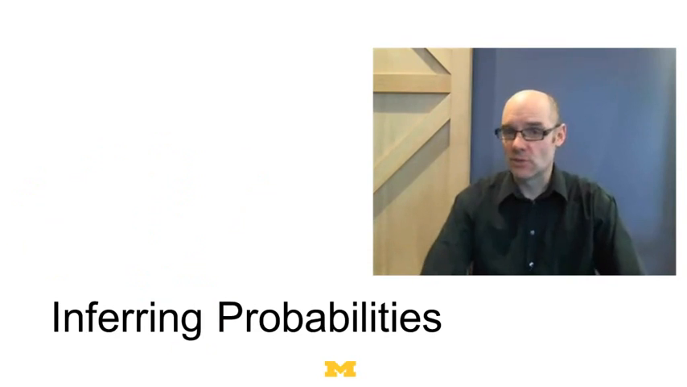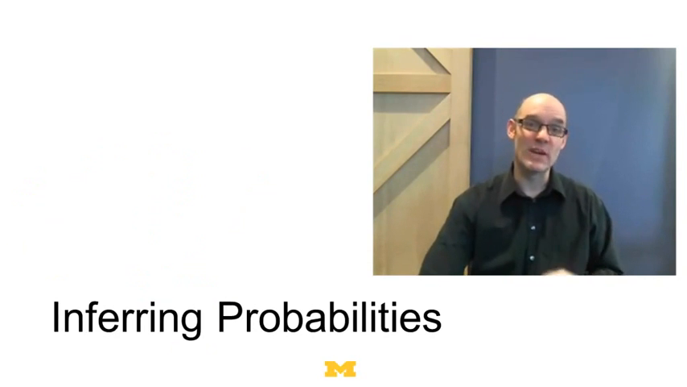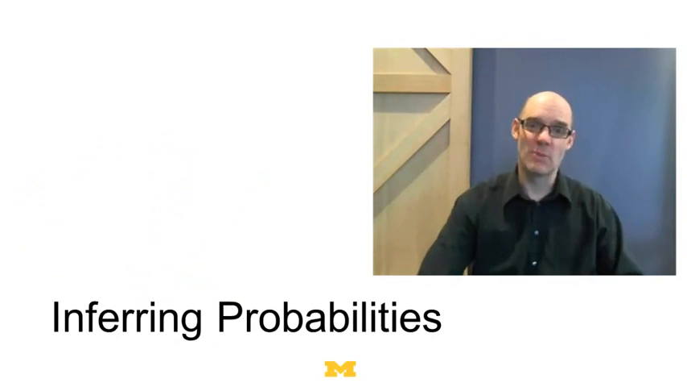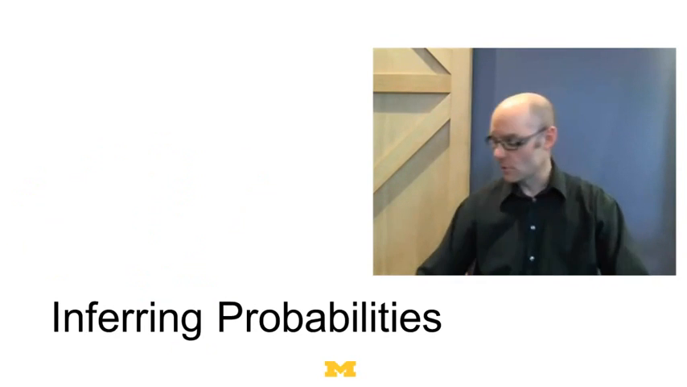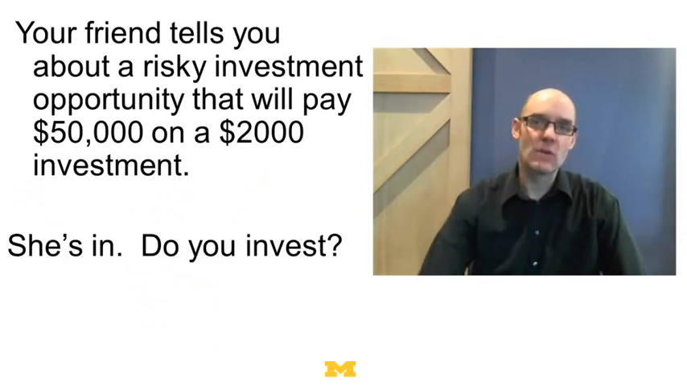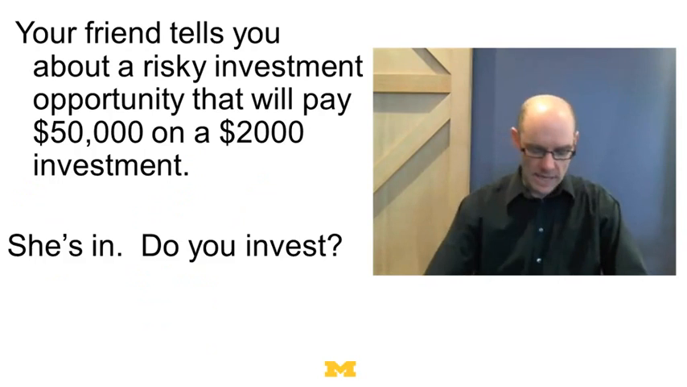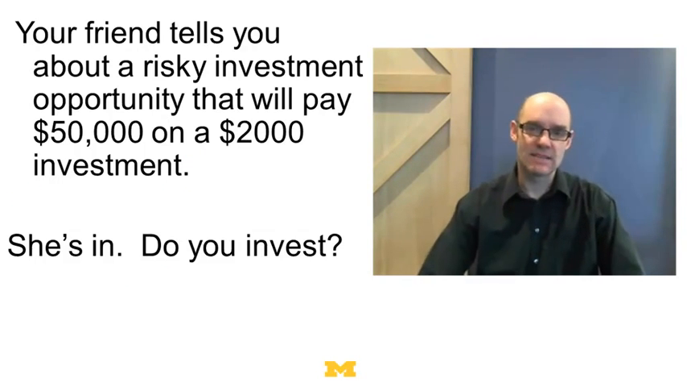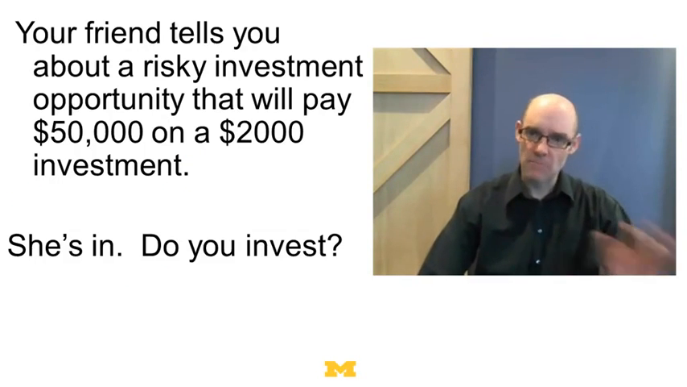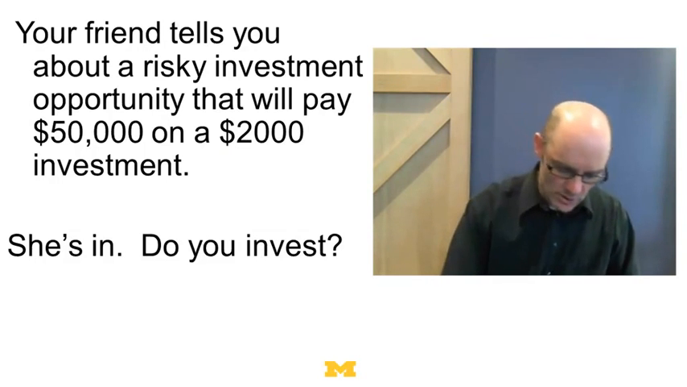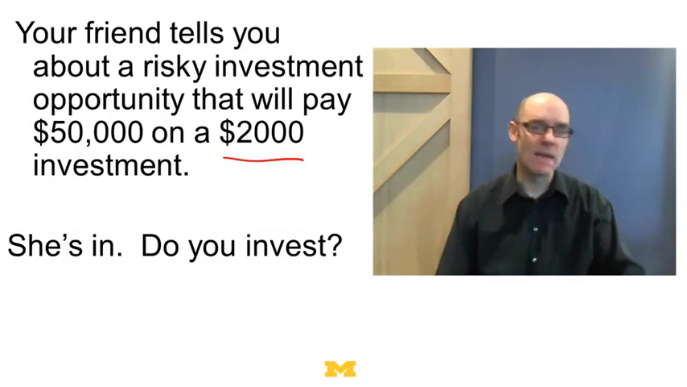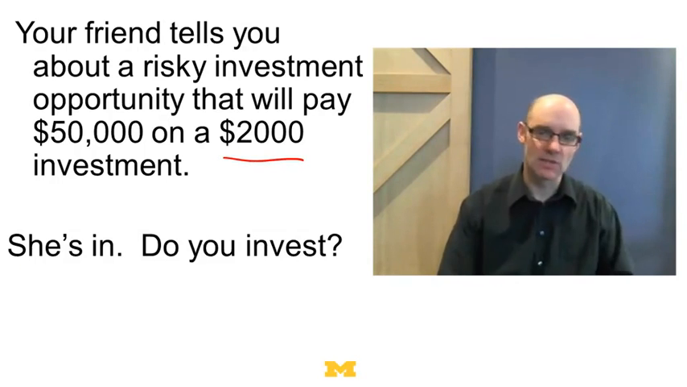Let's do something a little bit trickier with them. Let's try and infer what other people think about probabilities. So suppose you have a friend and they say, look, I know about this investment, and it sounds a little risky to you. And they say, it's going to pay $50,000. You know, I'm almost sure. And you've only got to put $2,000 in. She says, look, I'm in. I'm investing my $2,000. This is a great deal.